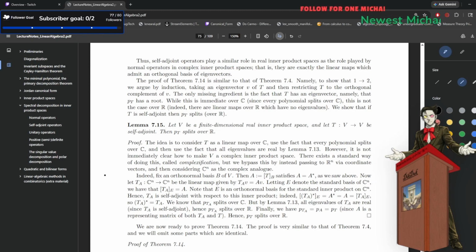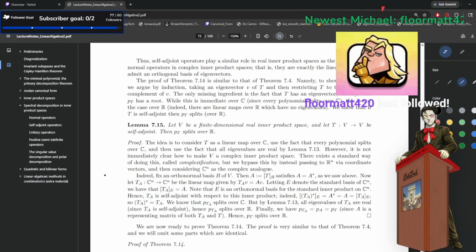We're going to argue by induction, taking an eigenvector of V of T and then restricting T to the orthogonal complement of V. The only missing ingredient is the fact that T has an eigenvector, namely that the characteristic polynomial has a root. While this is immediate over the complex field, since every polynomial splits over C, this is the fundamental theorem of algebra. It is not the case over the real numbers.